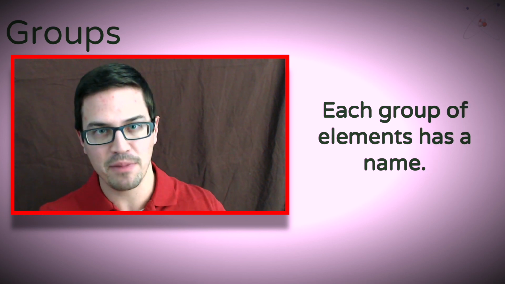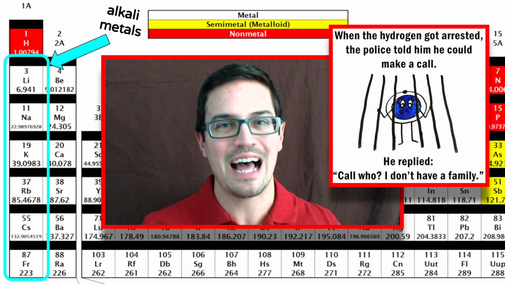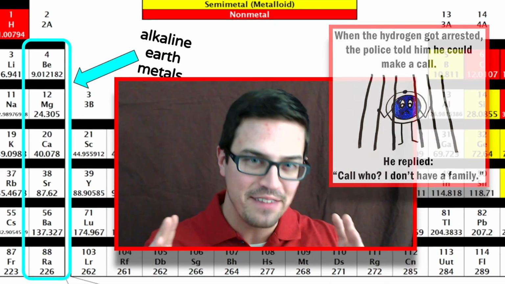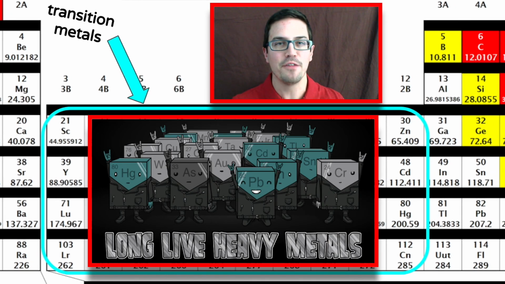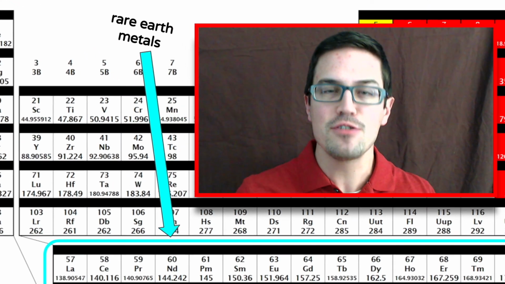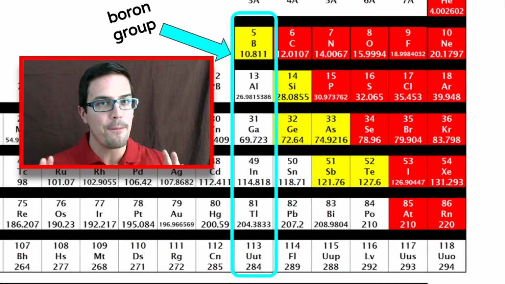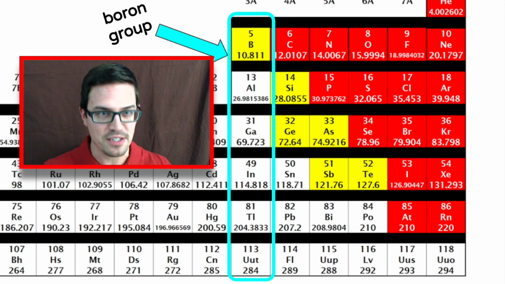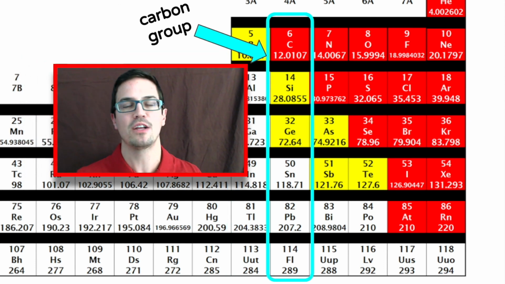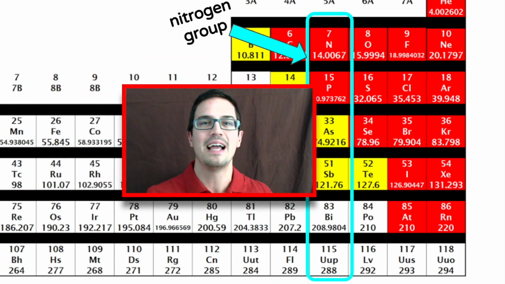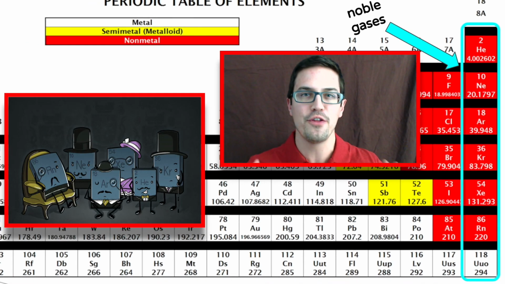Each group or family also has a name. The first column is called the alkali metals. Hydrogen is not included in this group. The second column is called the alkaline earth metals. The next 10 columns are all going to be lumped together to be called the transition metals. The rare earth metals of the lanthanides and actinides are also going to be lumped together. The next column is called the boron group due to the fact that boron is the first element in that group. The same pattern occurs for the next few columns, simply being called the carbon group, the nitrogen group, and the oxygen group. The next group is called the halogens, and that last group is called the noble gases.